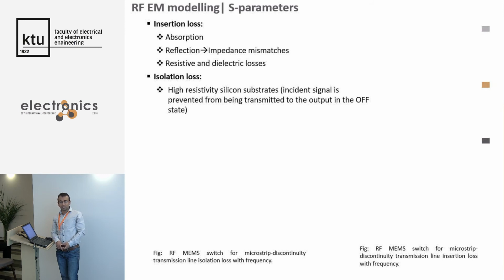So this is good enough, and it means high isolation for a width of 40 micrometers. For isolation I got 50 dB for the microstrip discontinuity transmission line, and 20 dB is sufficient for the electromagnetic modeling of the microstrip discontinuity transmission line.